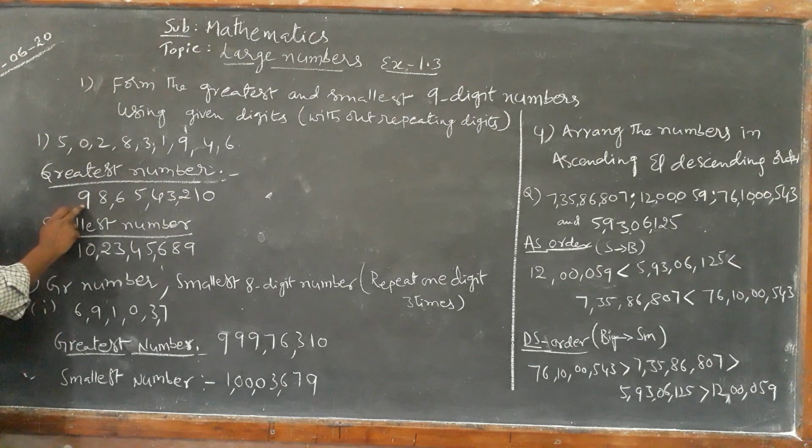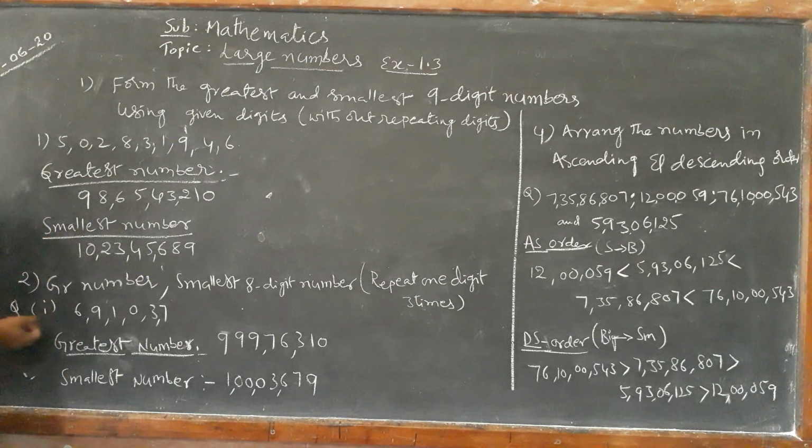So here, in the 10 crores place, 9. So the greatest number. Here, in the 10 crores place, 1. So the smallest number. The smallest possible number by using the given digits is this. It should not start with 0. I repeated that already. Next. So in such a way.